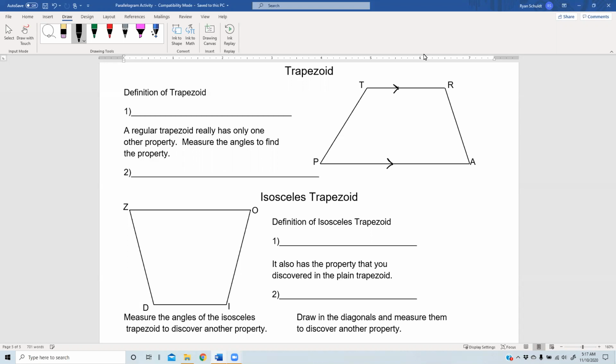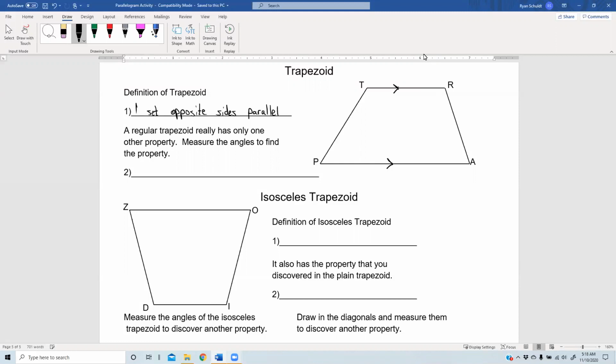Anyways, that's our definition. One set of opposite sides parallel. Now, just a plain Jane regular old-fashioned trapezoid only has one other property. And they tell us to measure the angles to find the property.